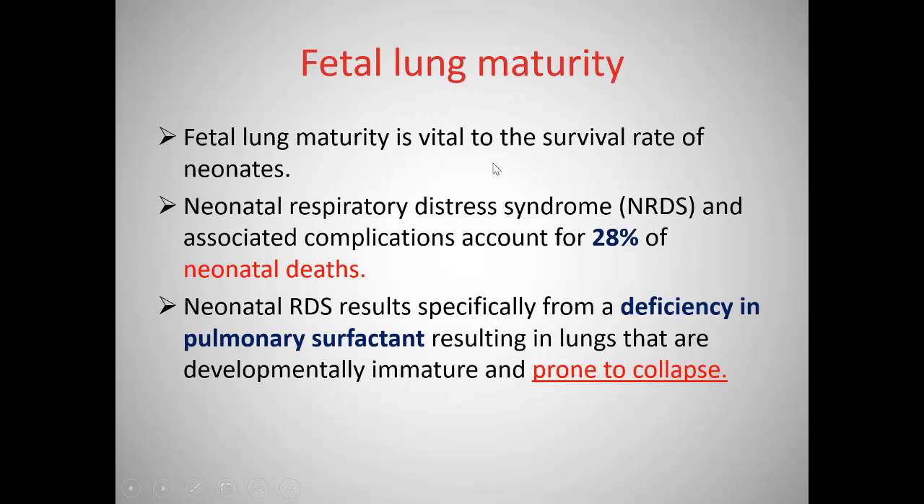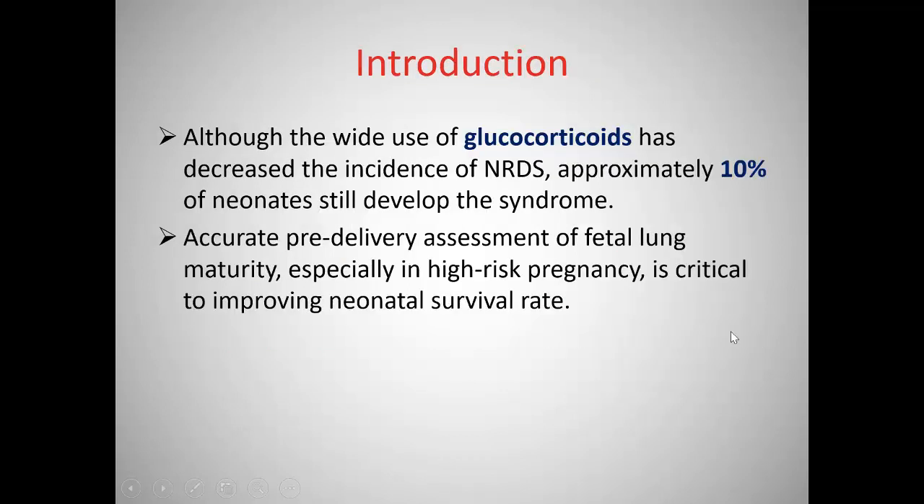Fetal lung maturity is vital to the survival rate of neonates. Neonatal respiratory distress syndrome and associated complications account for 28% of neonatal deaths. Neonatal respiratory distress syndrome results specifically from a deficiency in pulmonary surfactant, resulting in lungs that are developmentally immature and prone to collapse. Although the wide use of glucocorticoids has decreased the incidence of neonatal respiratory distress syndrome, 10% still will develop the syndrome.